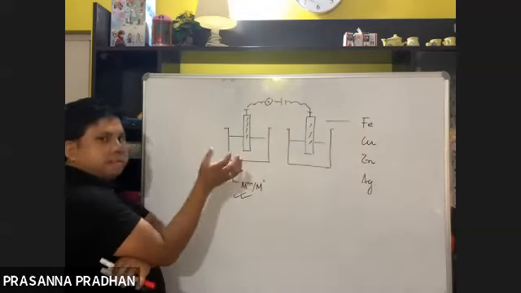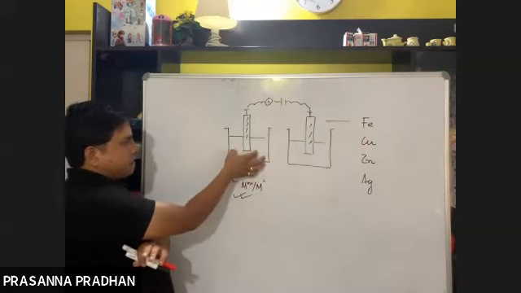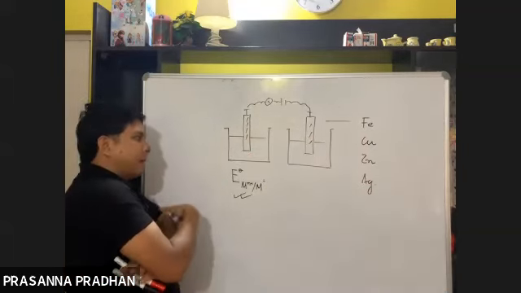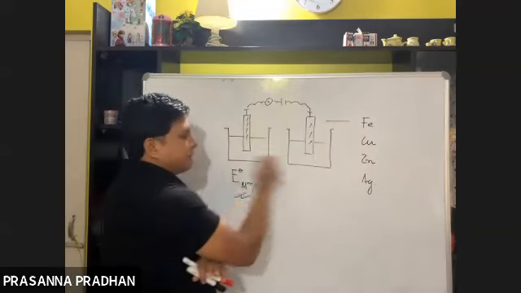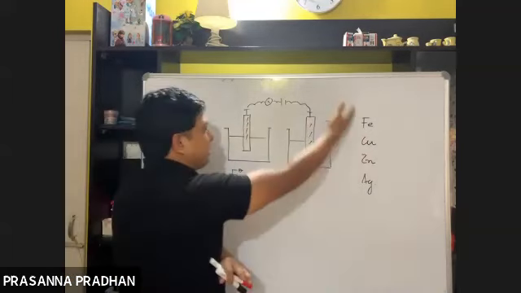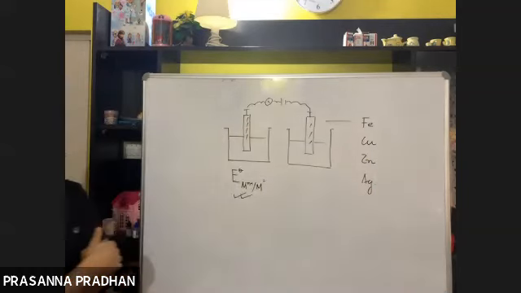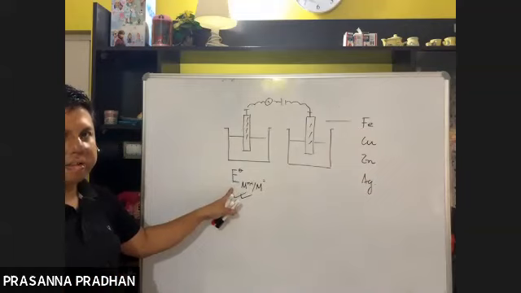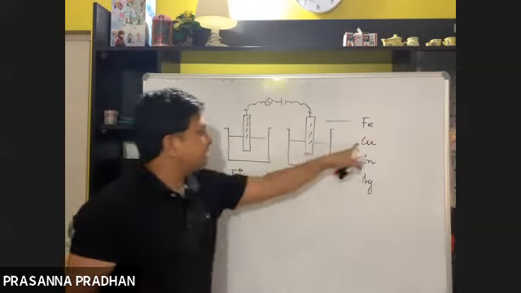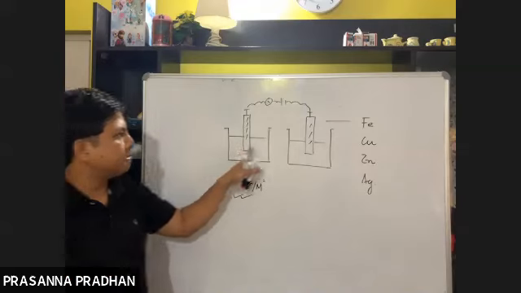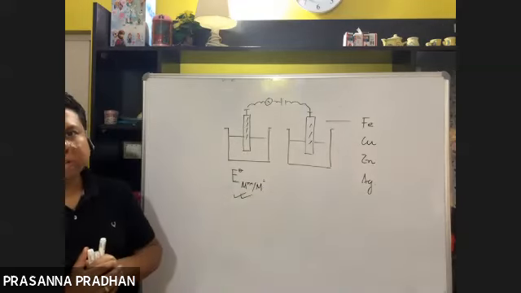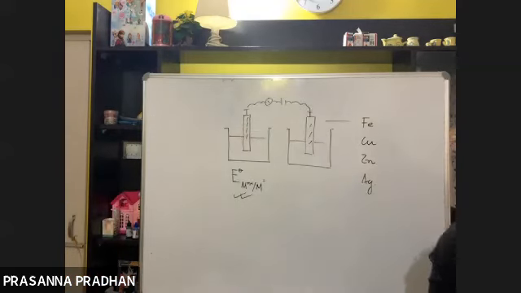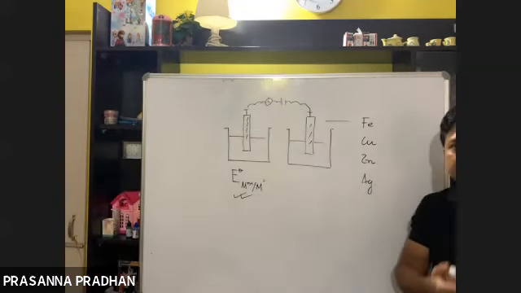In order to get the reduction potential of this particular electrode, I must couple it with another electrode. But again the problem is, which electrode will you couple with? Because if I couple with different electrodes, I'll get different values. If I couple with iron, I'll get one value of this reduction potential. If I couple this with copper, I'll get a different value. If I couple this with zinc, I'll get a different value. So in order to solve this problem, what do we do?